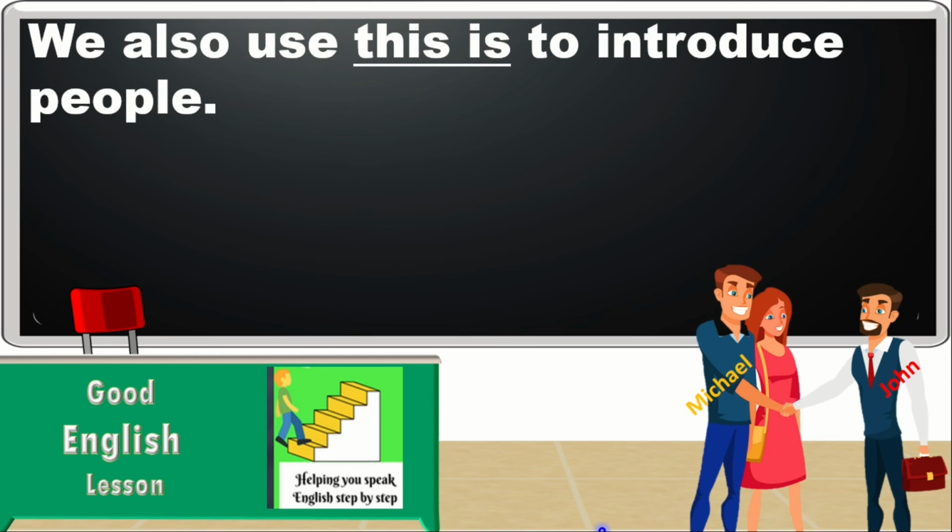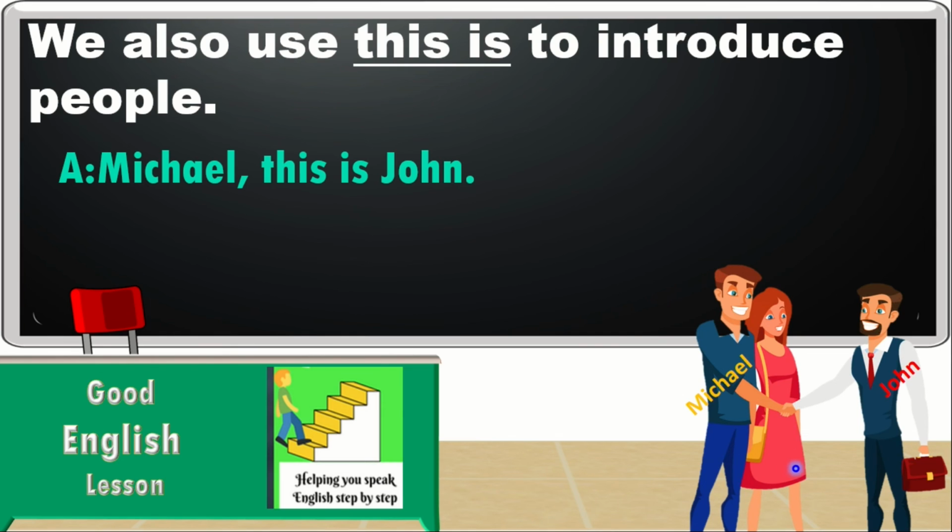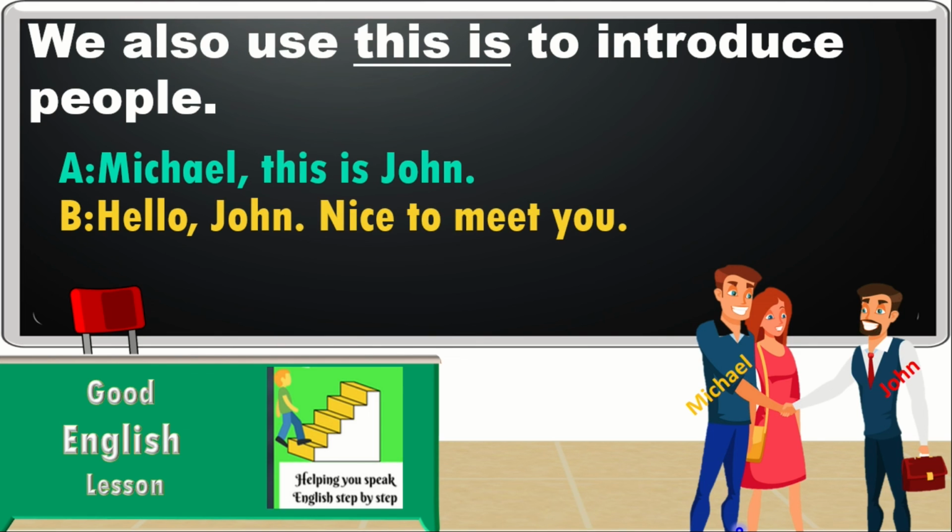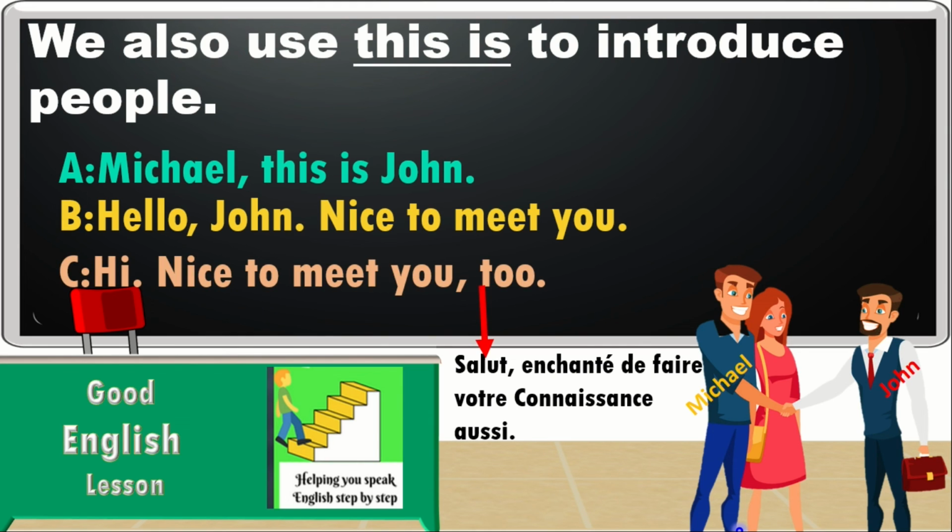We also use this is to introduce people. Michael, this is John. We have that lady, maybe Michael's girlfriend, and she wants to introduce John to Michael. She says, Michael, this is John. John says, hello, John, nice to meet you. Hi, nice to meet you too, says John.